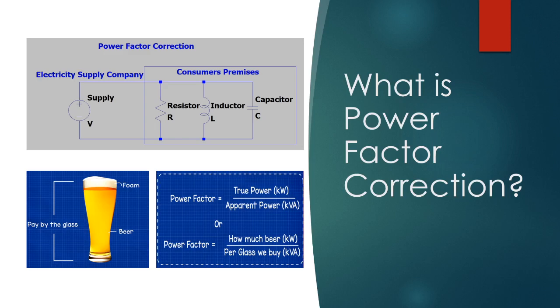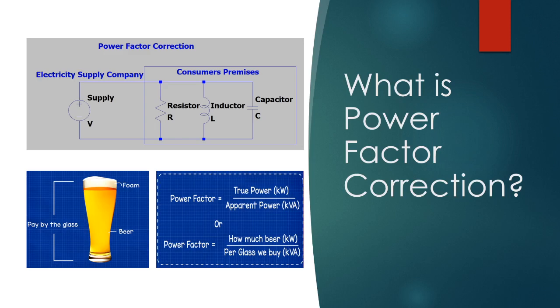An easier way to explain this is by using the beer analogy. So, we pay for a beer by the glass, but inside the glass there is both beer and foam. The more beer we have, the less the foam there is, so we get good value for the money that we spent. If there's a lot of foam, then there's not a lot of beer and we're not getting good value for the money.